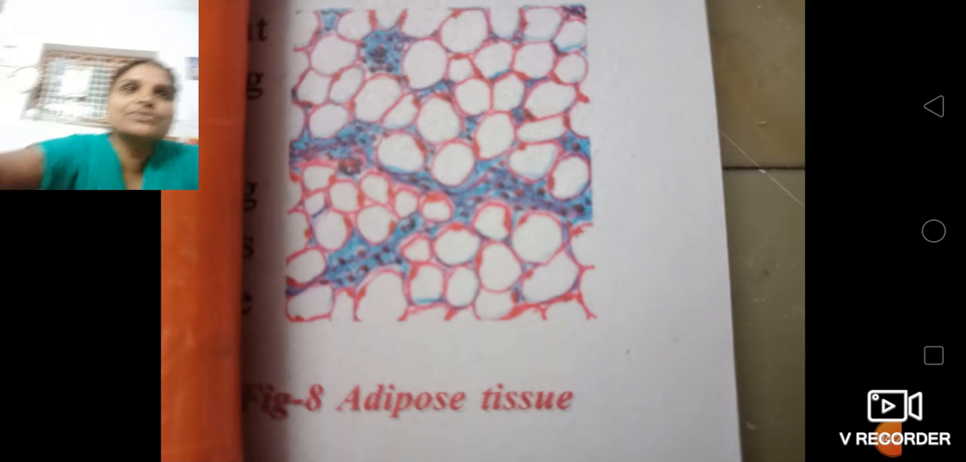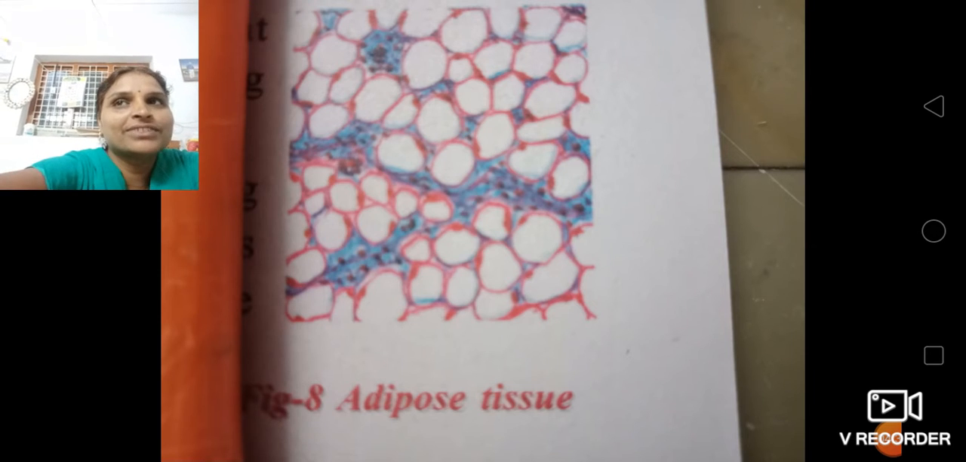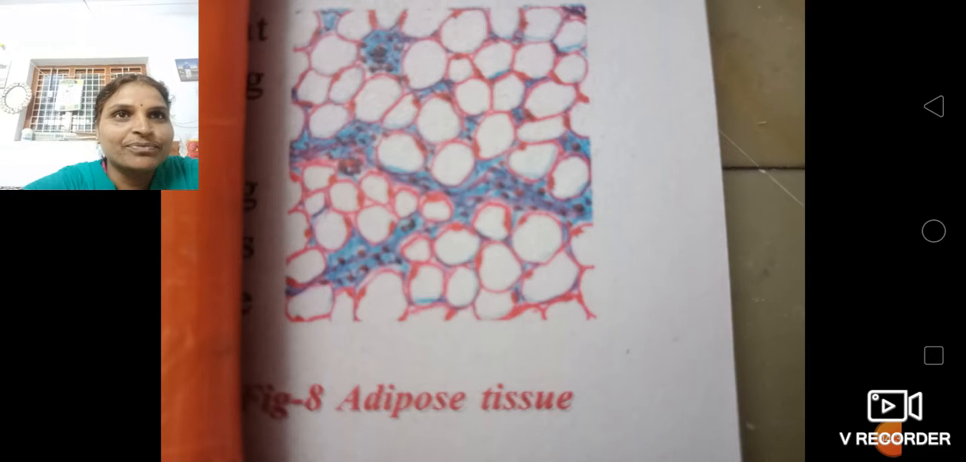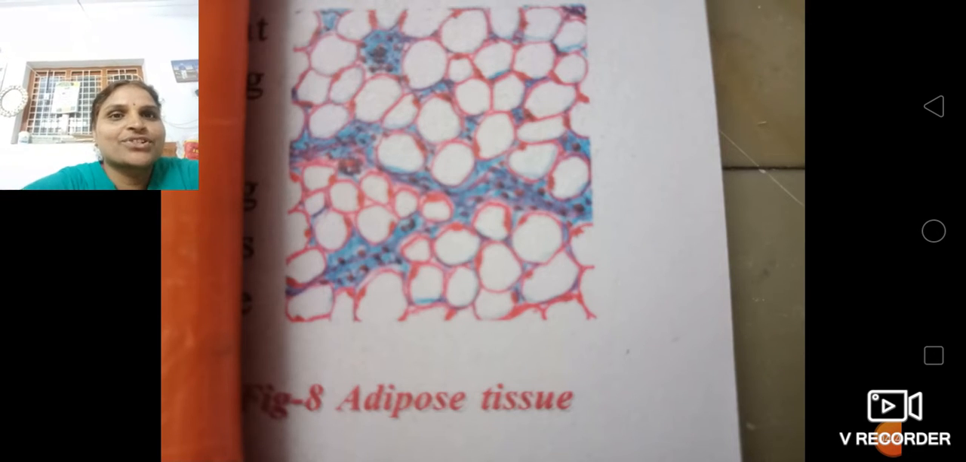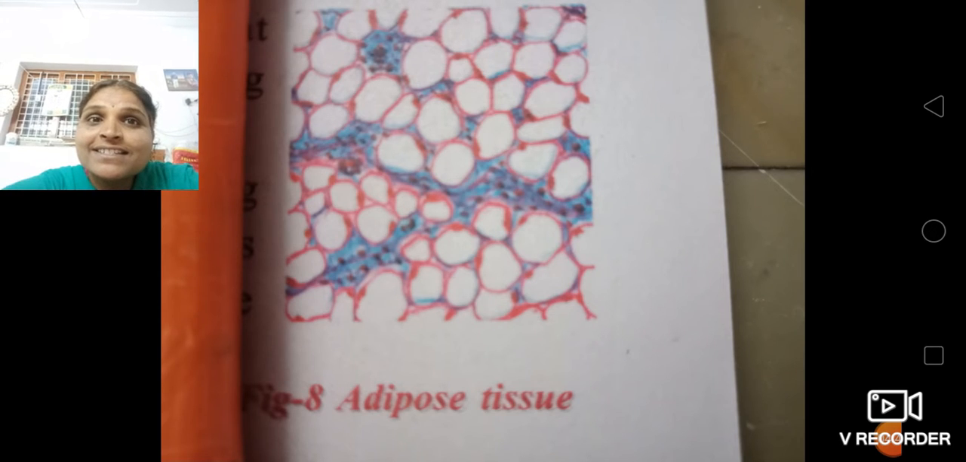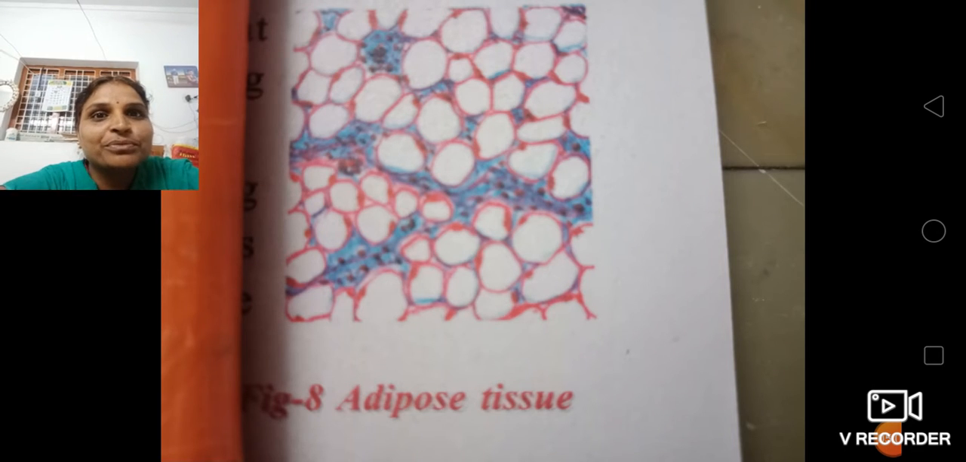What is the adipose tissue? First, before learning about it, I am asking some questions. Why do old people shiver more in winter than youngsters? Is there any special arrangement to prevent the escape of heat energy during winter? Yes, the special arrangement of cells is there. They are called fat storing adipose tissue. In the adipose tissue, fat is stored.